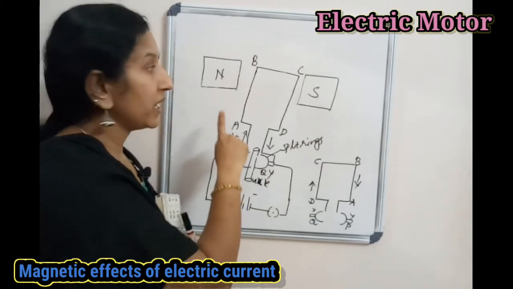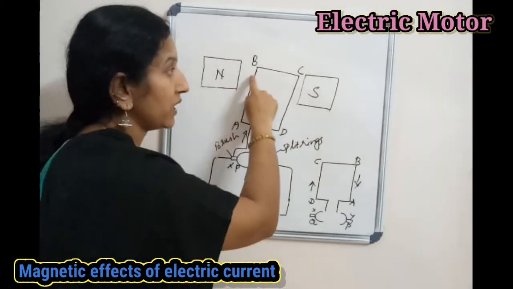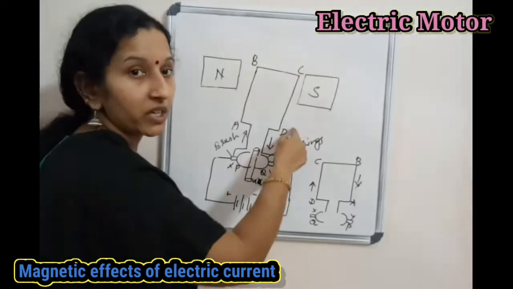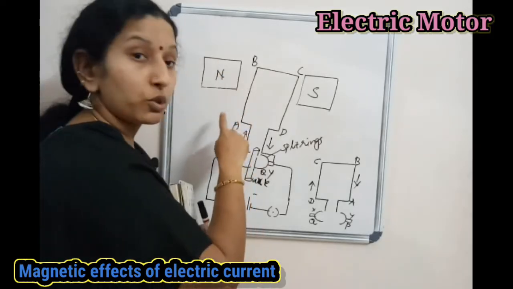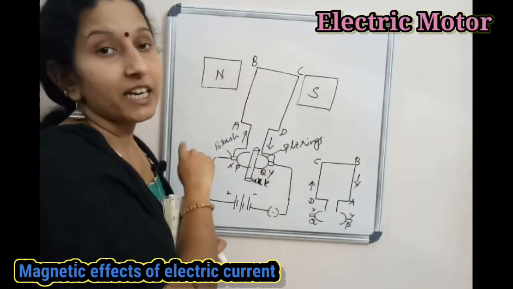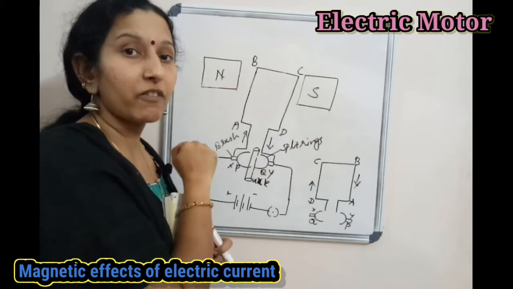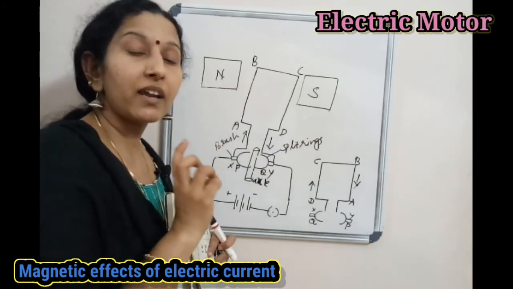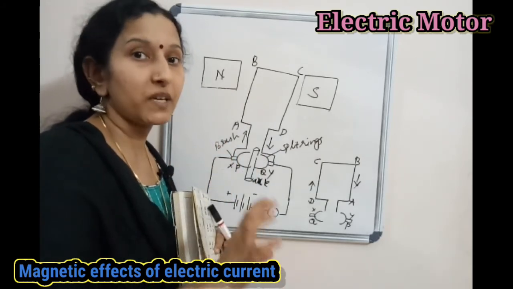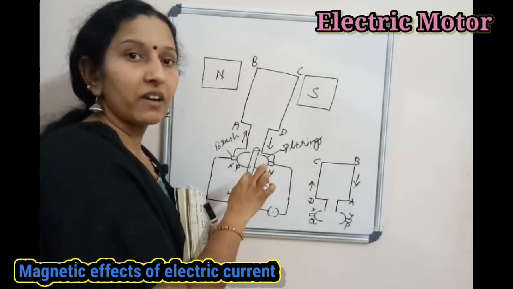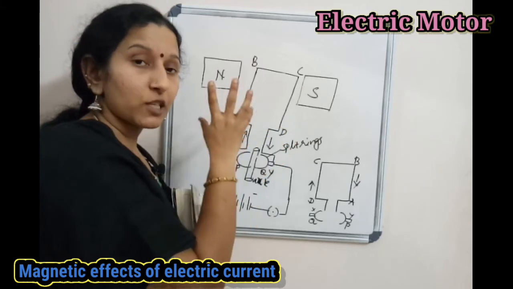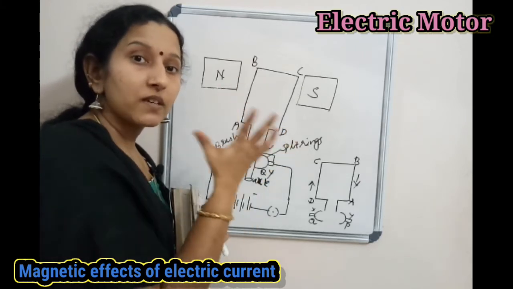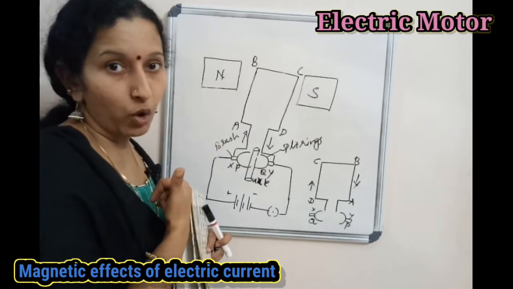And on arm AB, the direction of current is from A to B, and on CD it is from C to D, just opposite to each other. When two magnets are near to each other, they experience a force. That is the principle of electric motor: a current carrying coil placed in a magnetic field experiences a force. That force helps in the rotation of the electric motor.